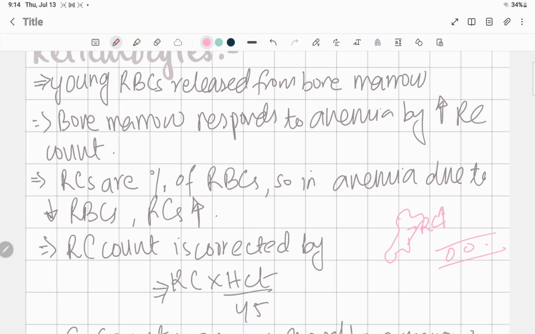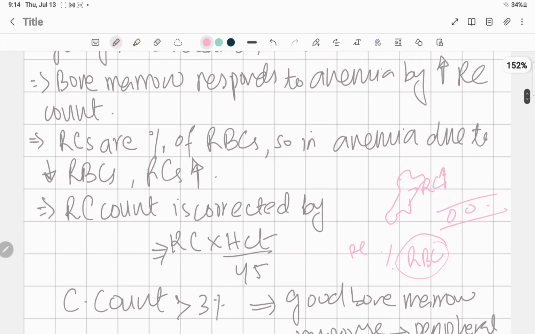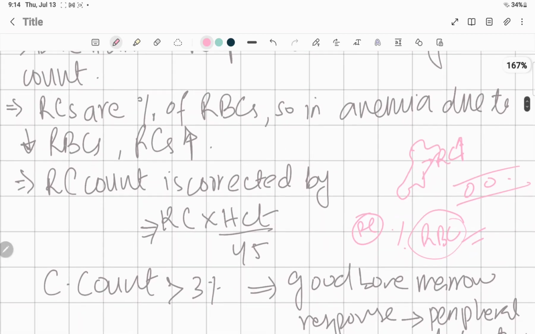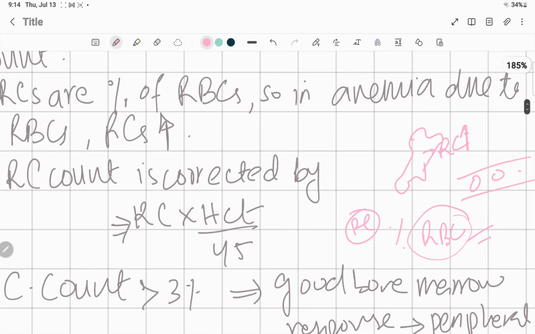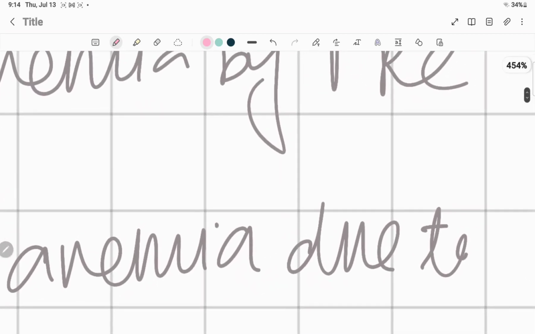So it's common sense. But how do we calculate it? We calculate the reticulocyte count as a percentage of RBCs. So we know the RBC count, and then we take out the percentage of RCs from the RBC count, right? We cannot individually calculate the reticulocyte count. We need the RBC count, and then we do the RC count. So if we have any kind of anemia, what will happen, because it's a percentage, right? Now I'll explain it with numbers right here.